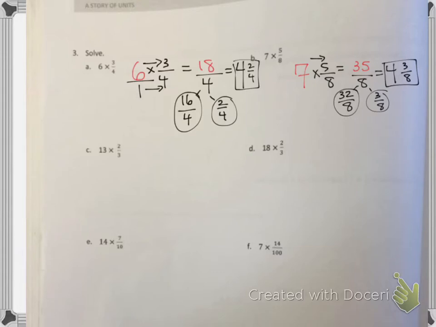Let's go on to C. I'll do one more for you, and then I want you to do the rest on your own. This is pretty self-explanatory right here. Let's do 13. So 13, let me move it over. 13 times 2/3. 13 times 2 is 26. And then the 3 stays the same, because remember, there's 1 underneath these whole numbers.